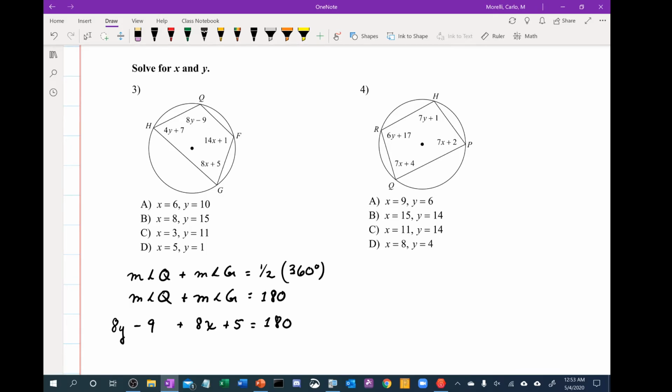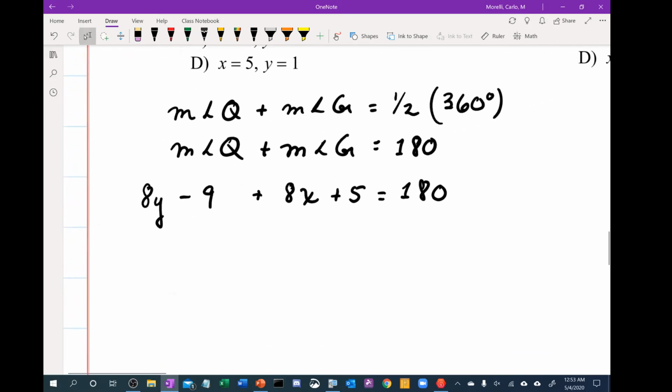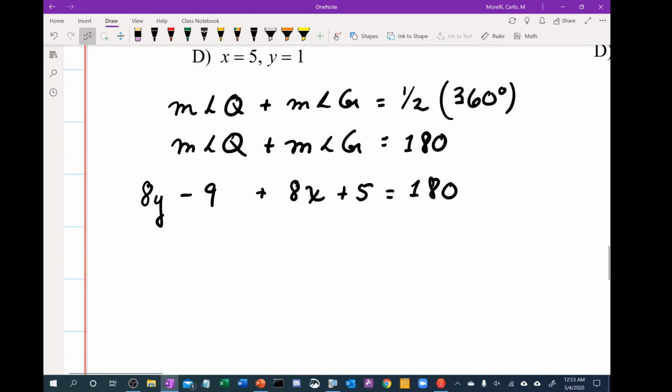All right, so we can erase this. And now let's focus down on our math. We do have terms that we can combine. So I noticed that we have these constant terms, -9 and +5. And once we combine those together, we can combine it with the 180. So let's just do some simplification. We have 8y, and then -9 plus 5 is -4. So 8y minus 4 plus 8x equals 180.